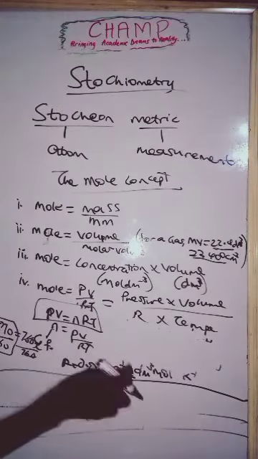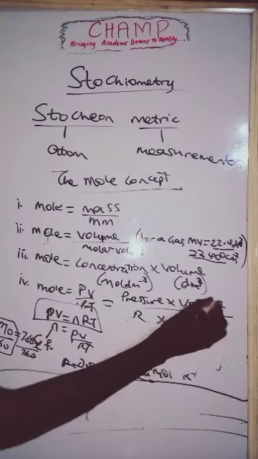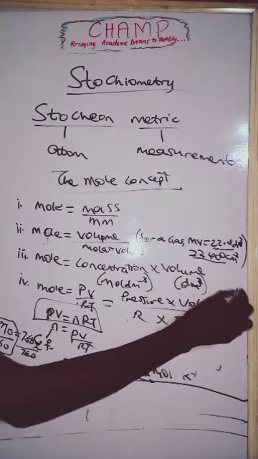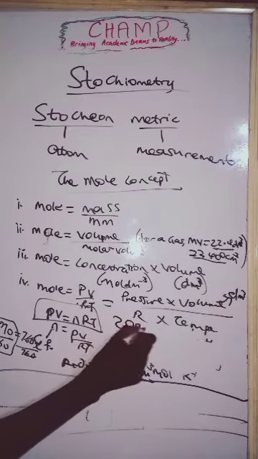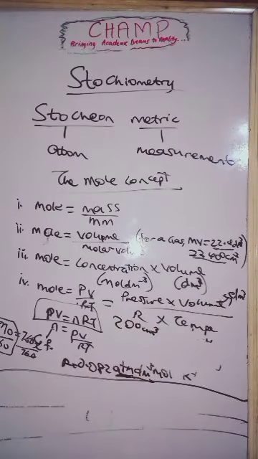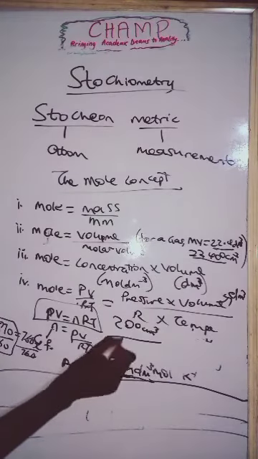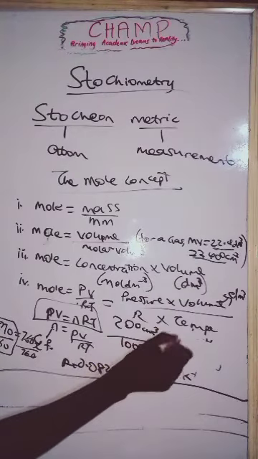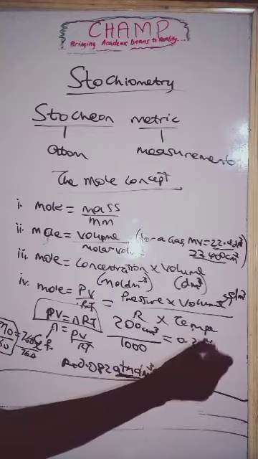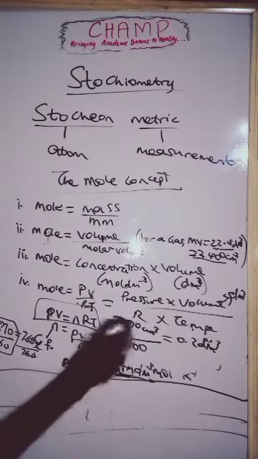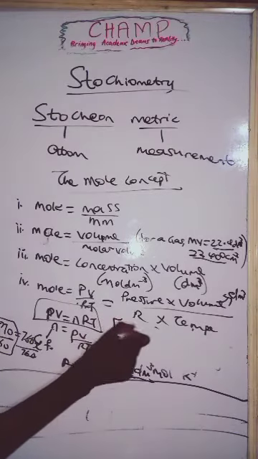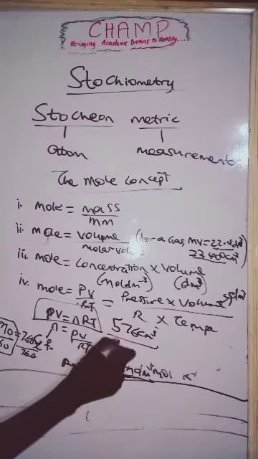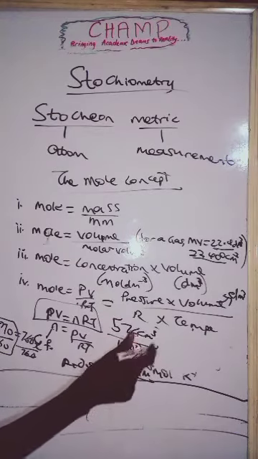Another thing is that your volume must be in dm cube. So if you are given a volume, maybe 200 centimeter cube, you change it to dm cube by dividing by 1000. Let's say you are given another one, 576 centimeter cube. You divide by 1000 to get your dm cube.